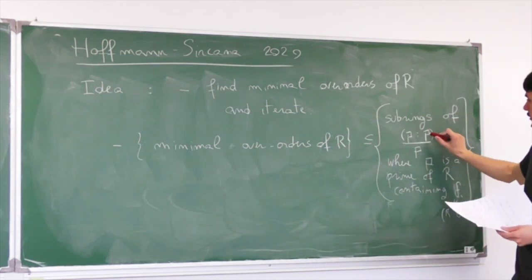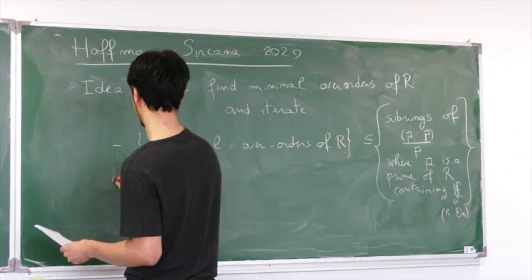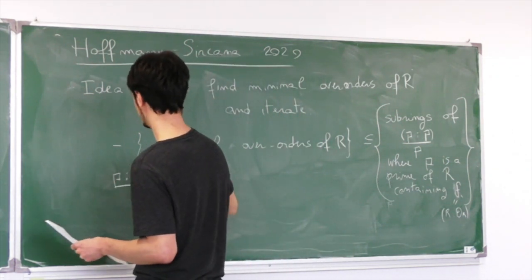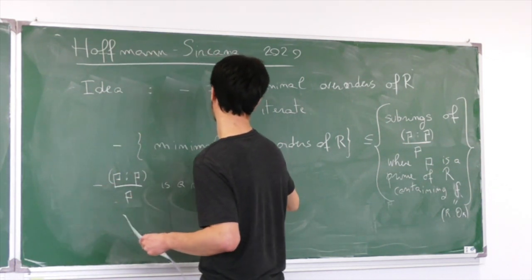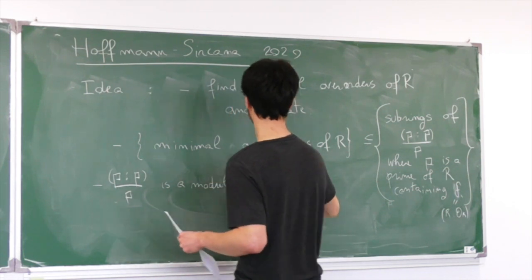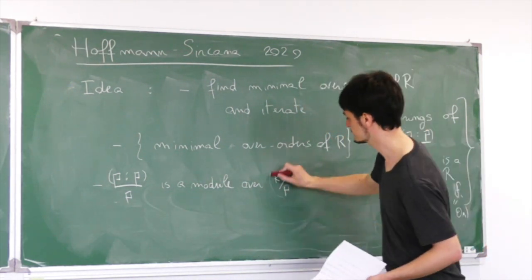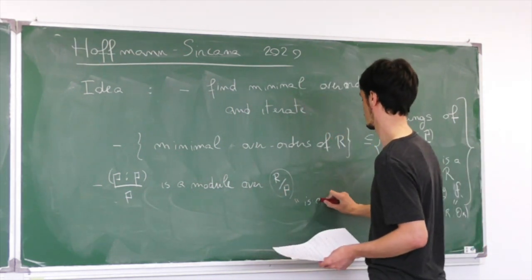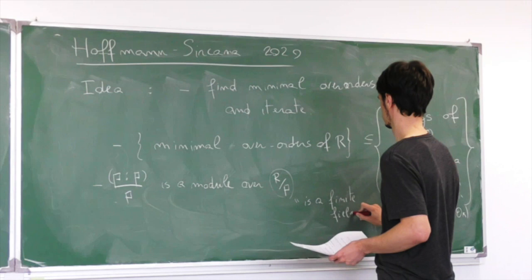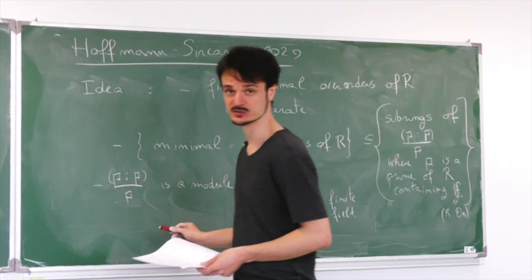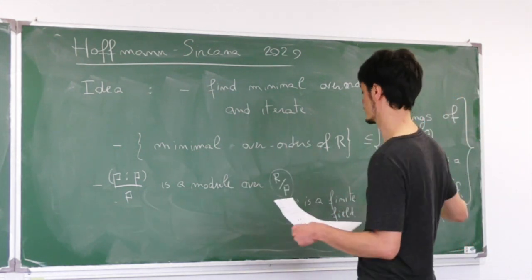While this P colon P modulo P, as a quotient, has the structure of a module over R modulo P, and P is a prime, so it's a maximal ideal. This is a finite field. So this is a vector space. It's a vector space over a finite field, and also it's finite. So it's a finite dimensional vector space over a finite field.